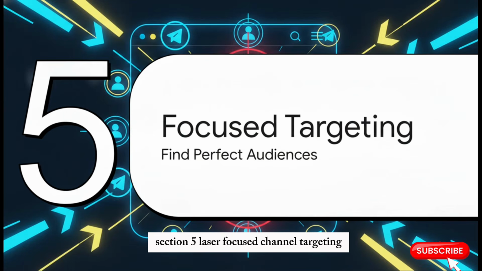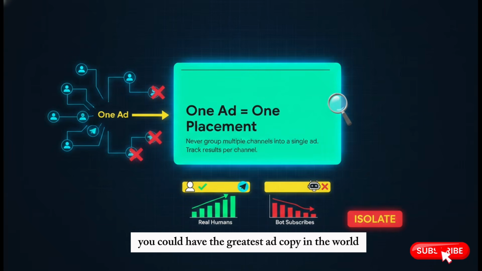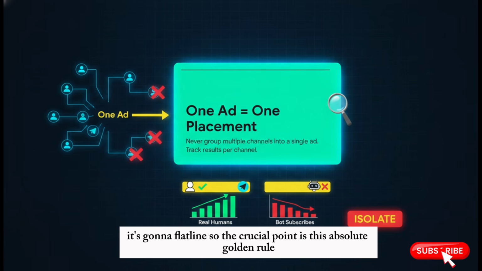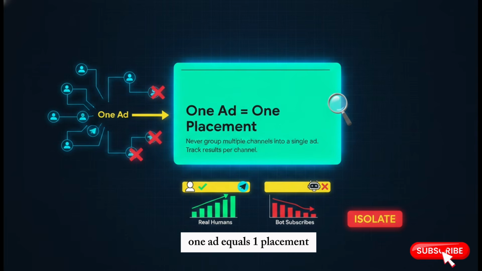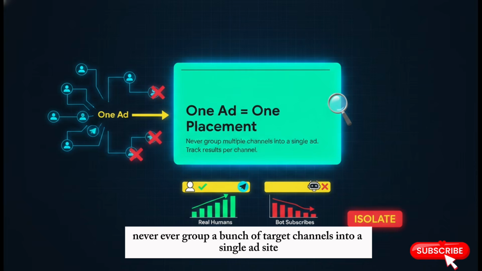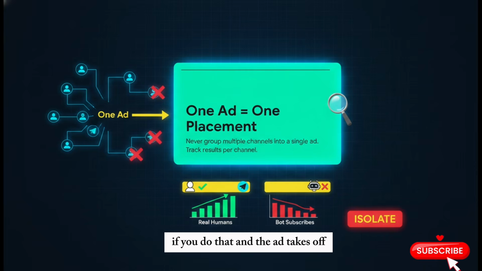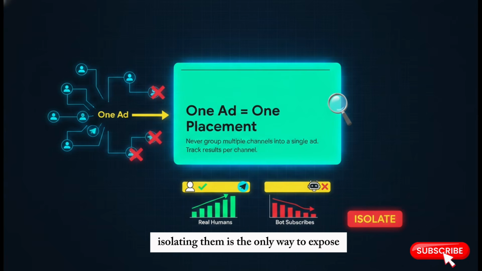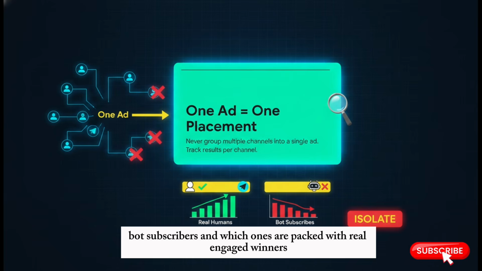Okay, Section 5, laser-focused channel targeting, finding your perfect audience. You could have the greatest ad copy in the world, but if it hits the wrong audience, it's gonna flatline. So the crucial point is this absolute golden rule. One ad equals one placement. Never, ever group a bunch of target channels into a single ad set. If you do that and the ad takes off, you'll have literally no idea which channel actually drove the traffic. Isolating them is the only way to expose which channels are stuffed with fake bot subscribers and which ones are packed with real engaged winners.